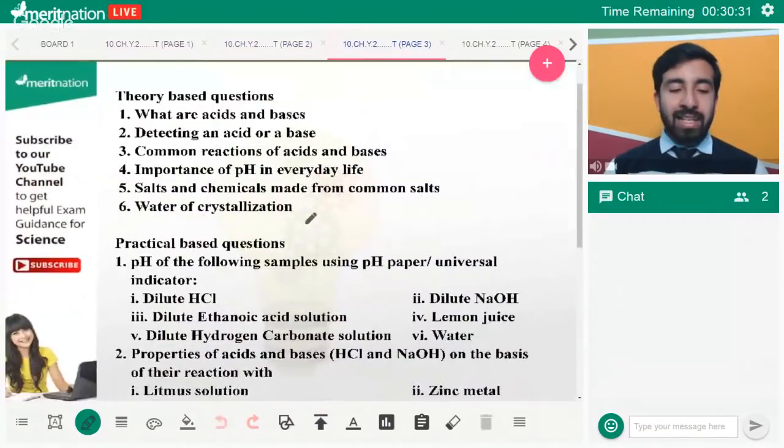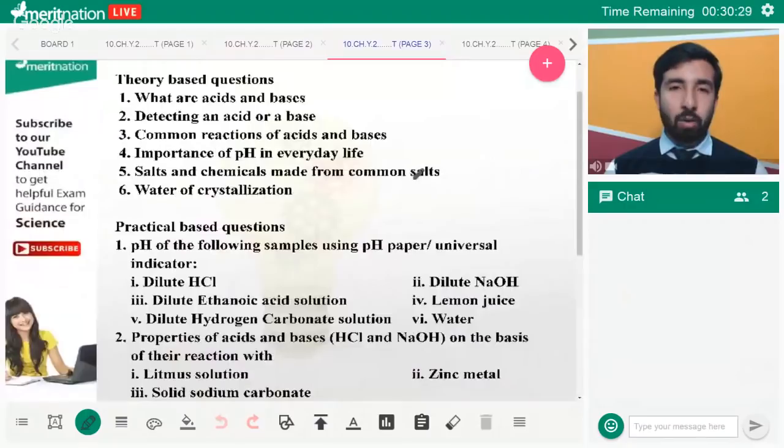Now, the next is salts and chemicals made from common salts, which includes all your salts, your NaCl, your caustic soda, washing soda, baking soda, plaster of Paris, all of them. Exactly, in tooth also, that could be asked as an application.